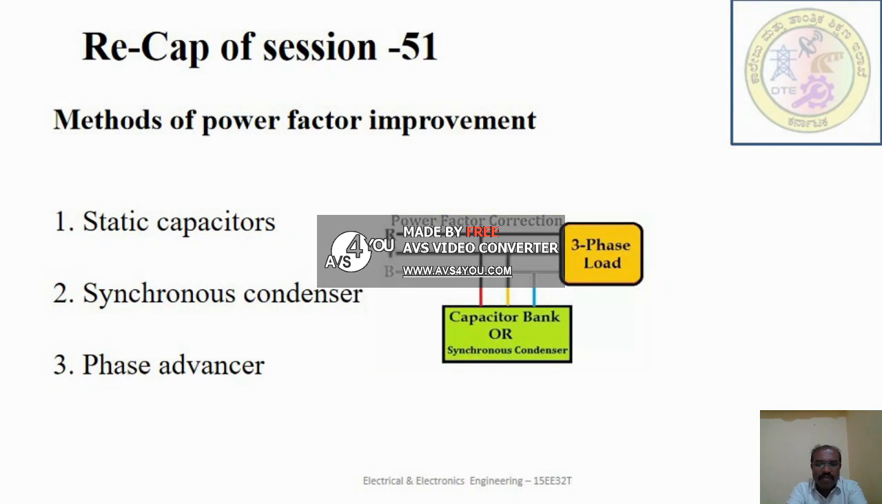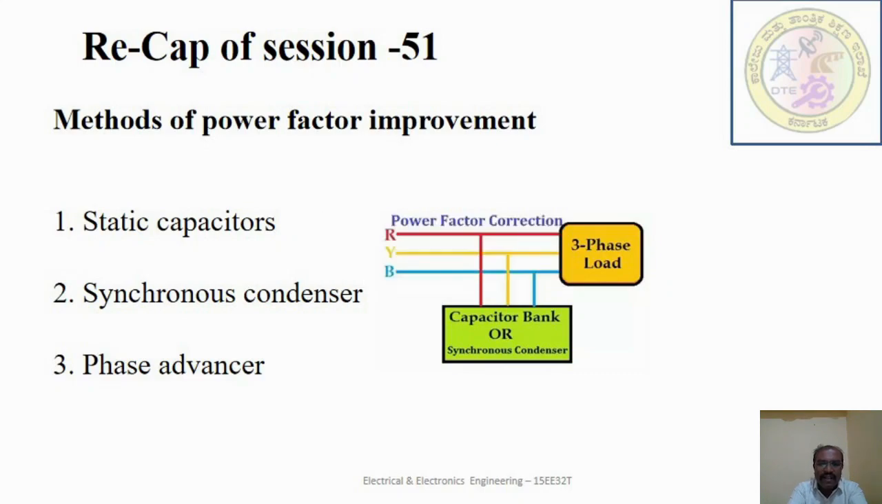In the previous session, session 51, we listed the methods of power factor improvement. There are different methods to improve the power factor. The first is static capacitors, the second is the synchronous condenser, and the third is the phase advancer. In this session we are going to discuss each equipment in detail.